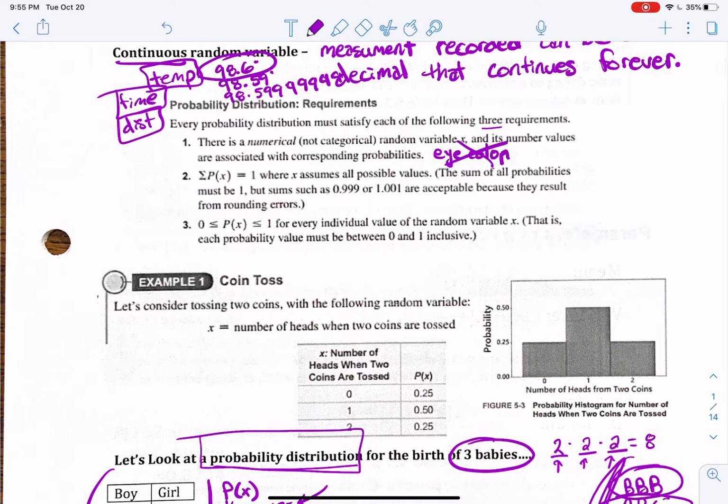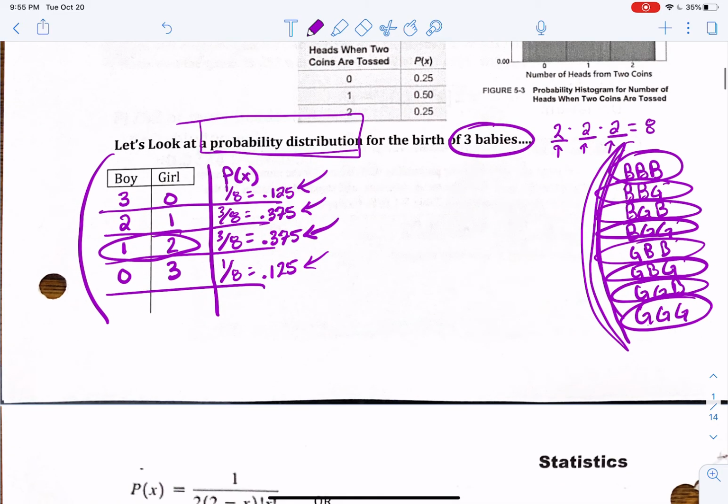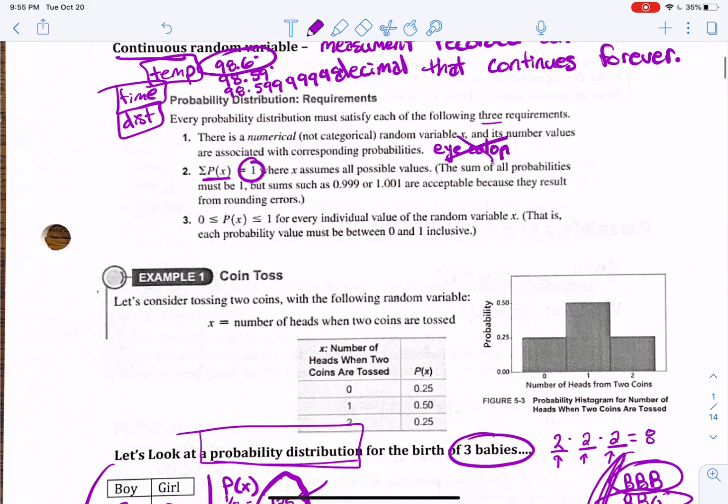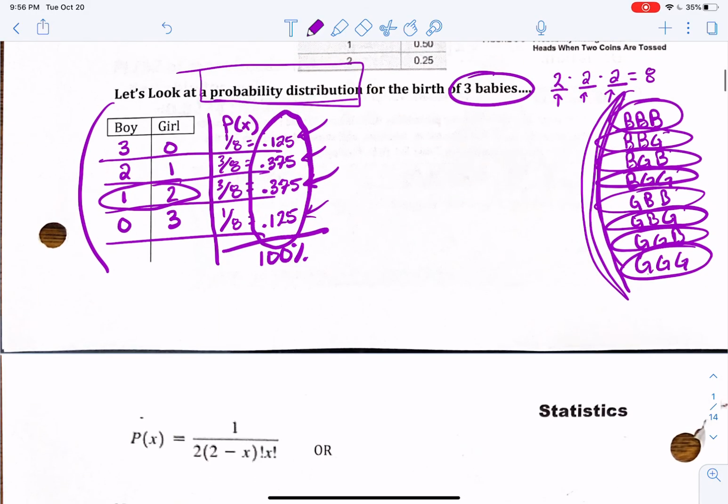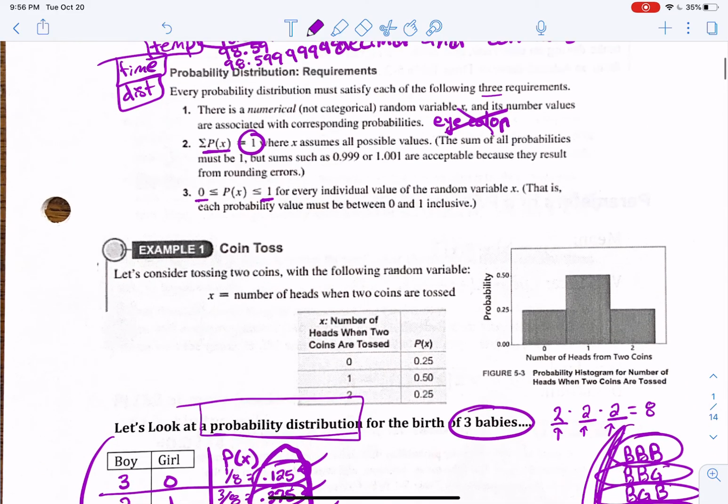Then all of the probabilities have to add up to be 1 or 100%. So down here, these probabilities that I have have to add up to be 100%. Otherwise, it is not going to be a probability distribution. Last thing, the probability of each one of the subcategories has to be a probability between 0 and 1 for every value of the random variable. So each one of these, like the 0.125, the 0.375, are all numbers between 0 and 1. So there's those 3 requirements.